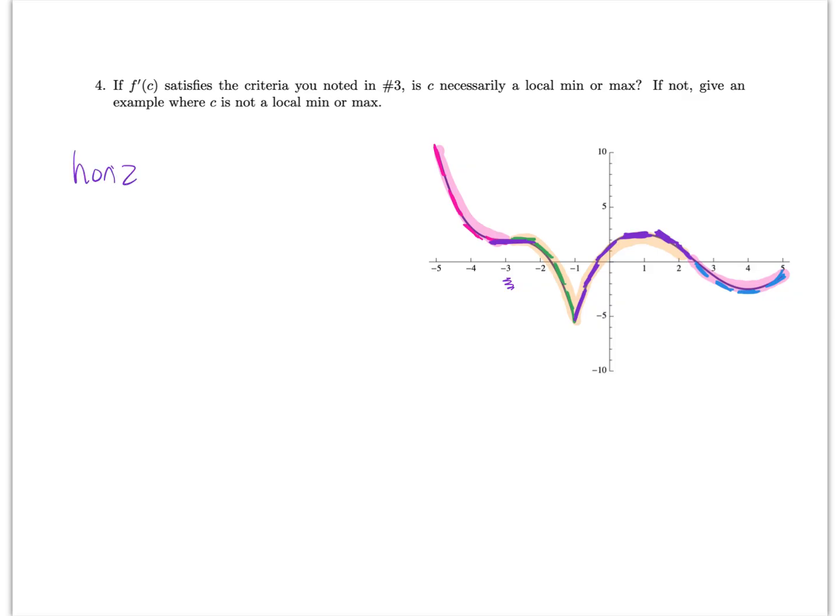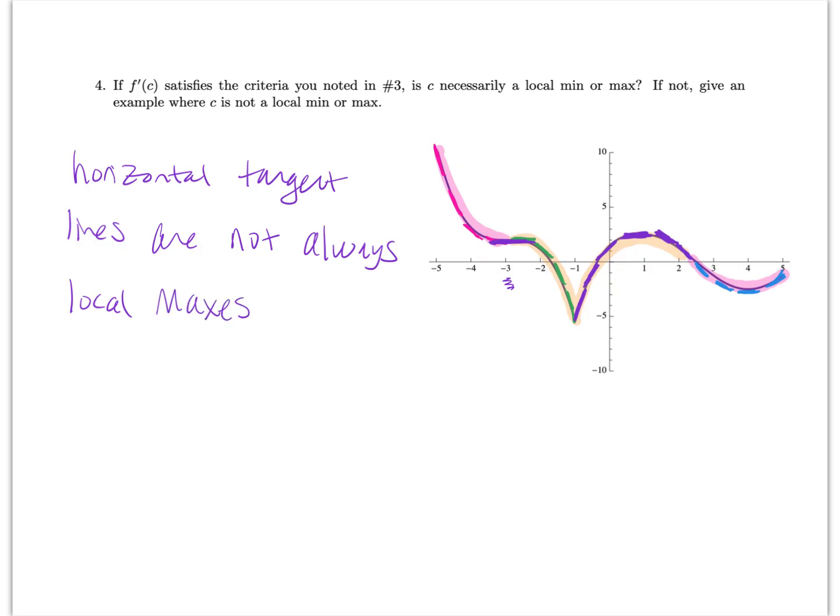So horizontal tangent lines are not always local extrema. Say x equals -3.